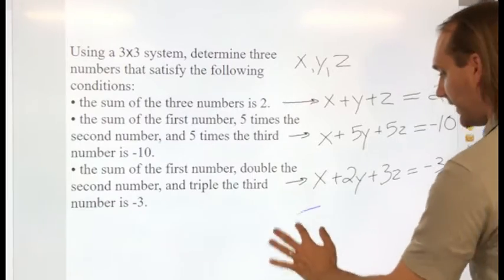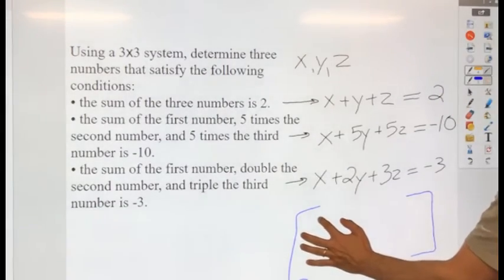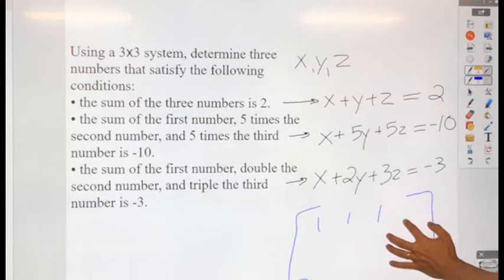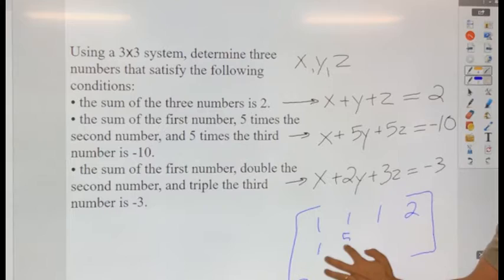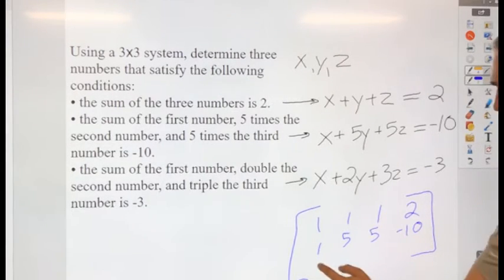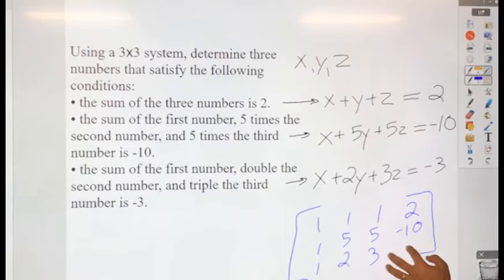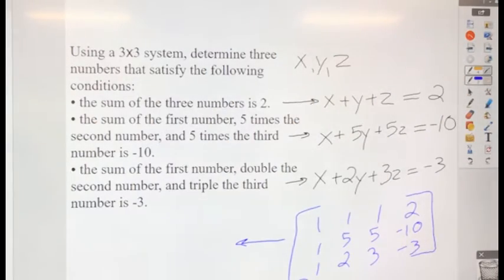Let's write that as a matrix. What's the first row? 1, 1, 1, 2. So we're removing all the operators and all the symbols, just 1, 1, 1, 2. Second row was 1, 5, 5, -10. Then 1, 2, 3, and -3. So we're just grabbing the numbers. There's my augmented matrix. Let's plug that into the calculator to get our solution.